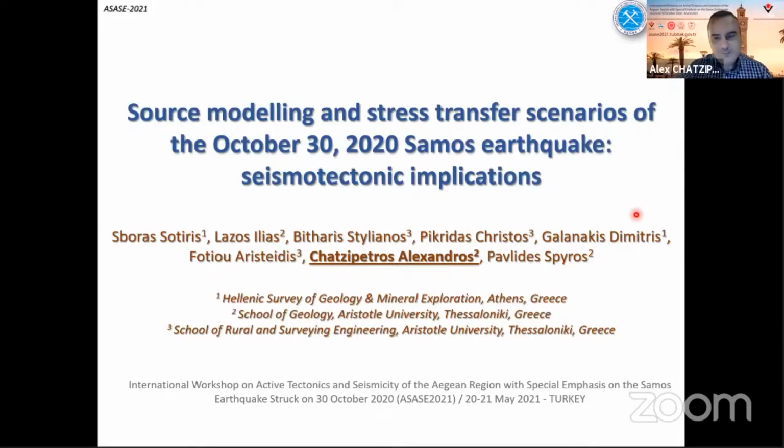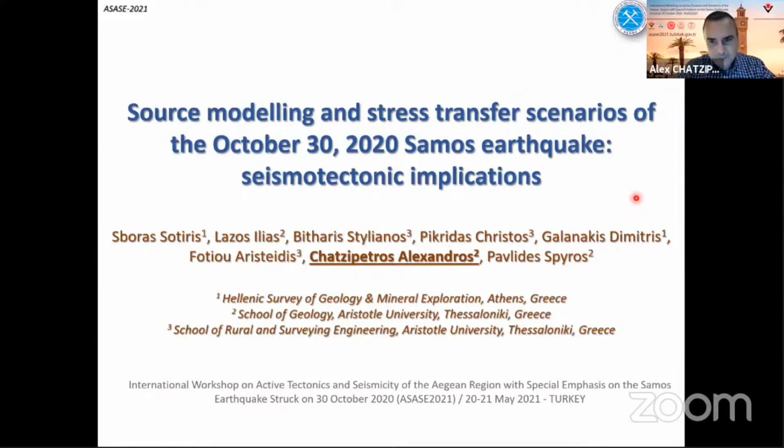So this presentation will give you some information about our model, about the source and the stress transfer scenarios of the Samos earthquake. It is relevant to the two previous talks, but we have some differences, and it is very interesting to have this exchange of ideas and information.